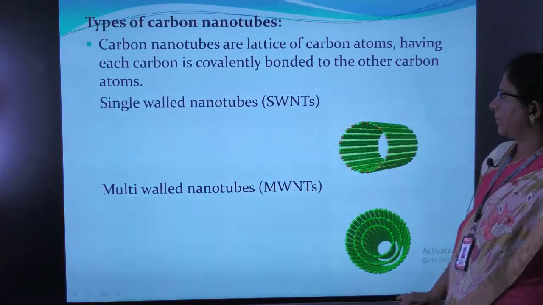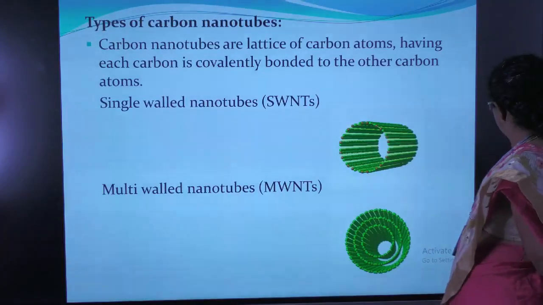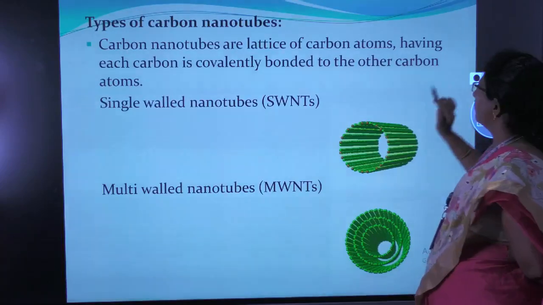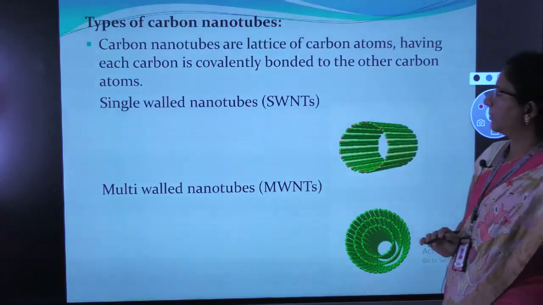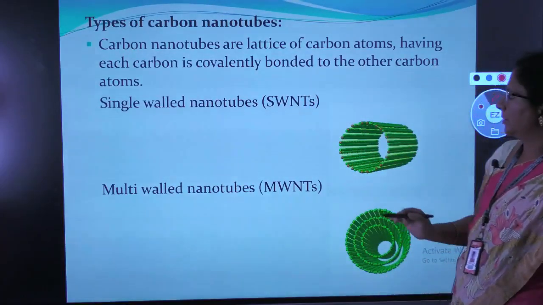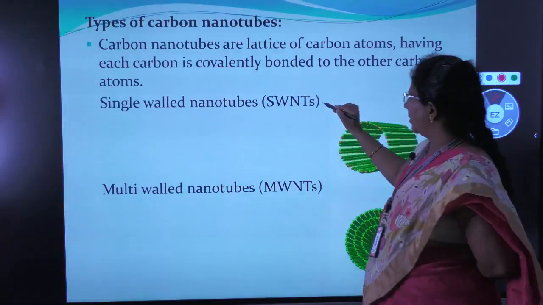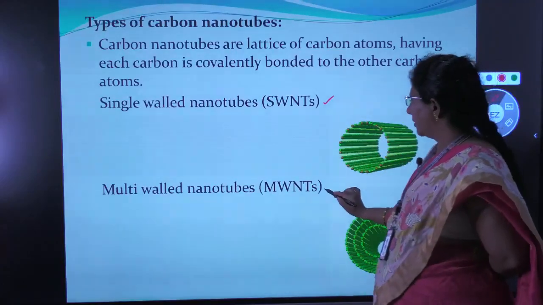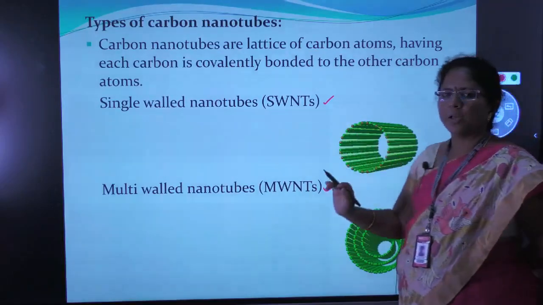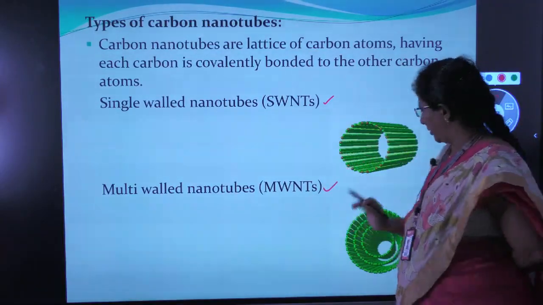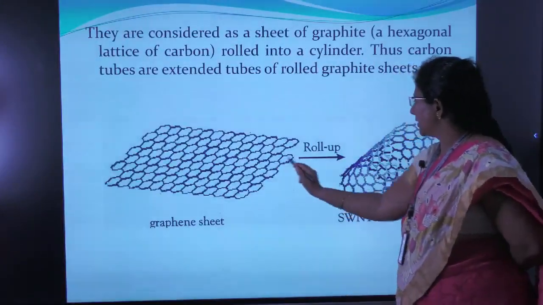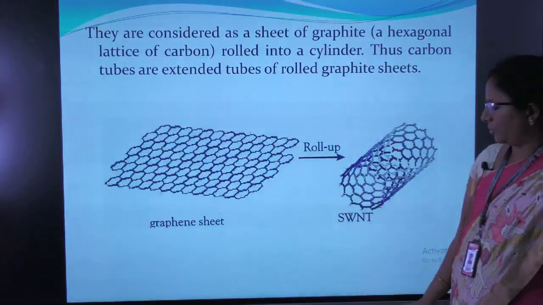Coming to the types of carbon nanotubes. Carbon nanotubes are lattices of carbon atoms where each carbon is covalently bonded to other carbon atoms. Coming to the types of carbon nanotubes, there are single walled carbon nanotubes and multi-walled carbon nanotubes. These single walled carbon nanotubes are formed by rolling the graphene sheet. So this is how the single walled carbon nanotube is formed.